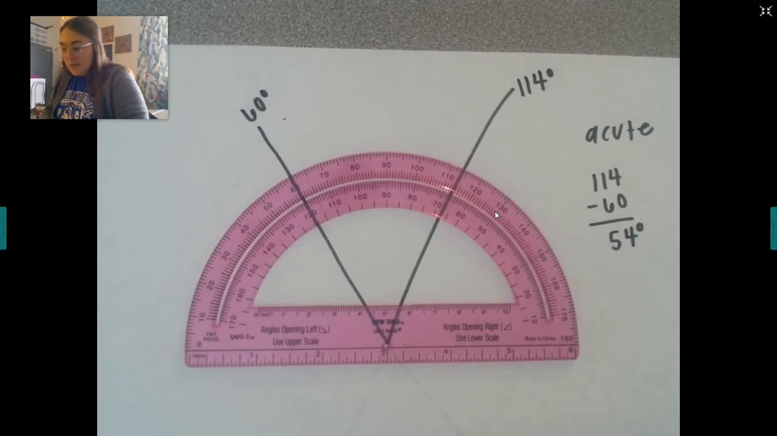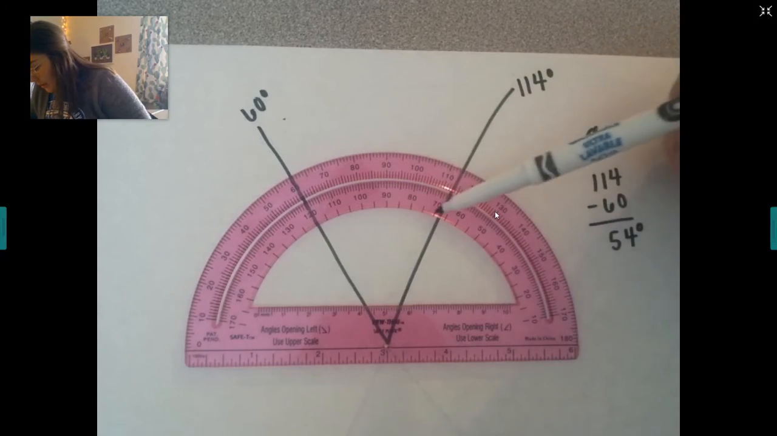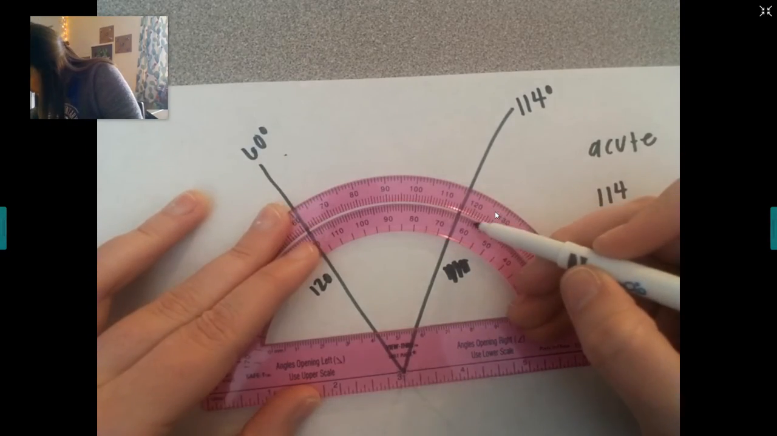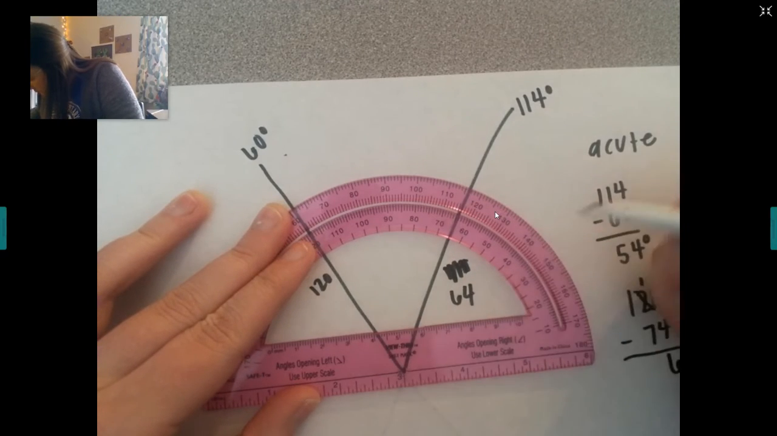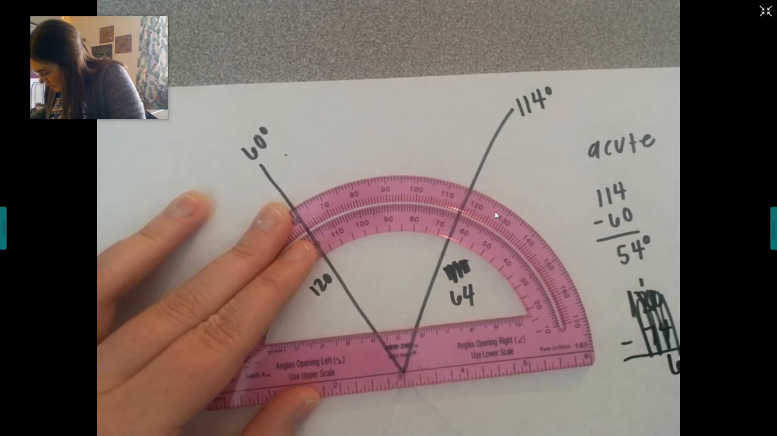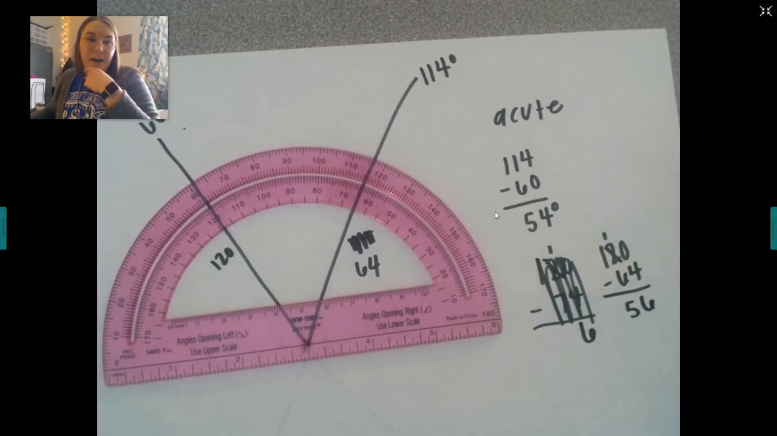So like I said, you could even do the bottom numbers. It doesn't matter which ones you pick. So that one is 120 and this one is at 64. If I subtract 120 minus 64, I am going to get 56. So they're within 5 degrees, and that is perfectly fine. I don't count it off as long as it's within 5 degrees.